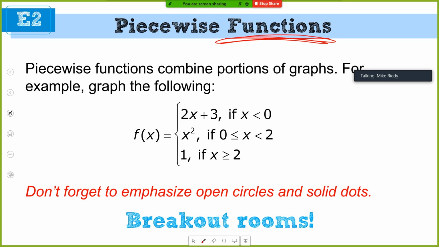Okay? Get into your groups. I think I'll create some new groups now and solve this or graph this piecewise function. Again, when you're done, check to make sure it is a function. Bye-bye.